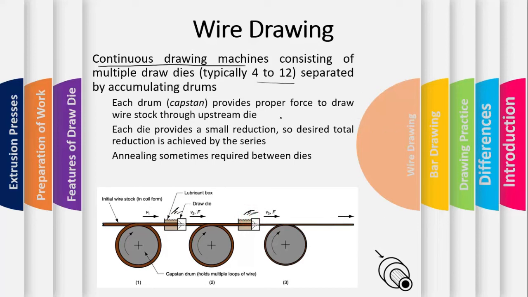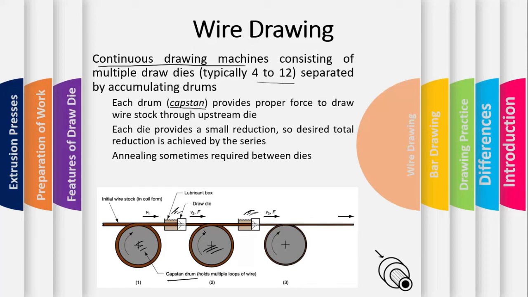These dies are separated by accumulating drums that are known as capstan drums. These die pairs are separated by accumulating drums which accumulate the wire. The name of this accumulating drum is the capstan drum, right? So what is the purpose of the capstan drum? First, as we can see here, it is holding and storing the wire, so we can have a continuous supply of the wire.